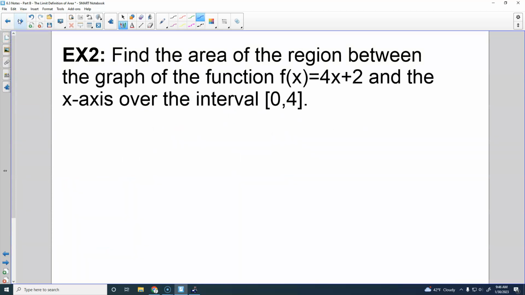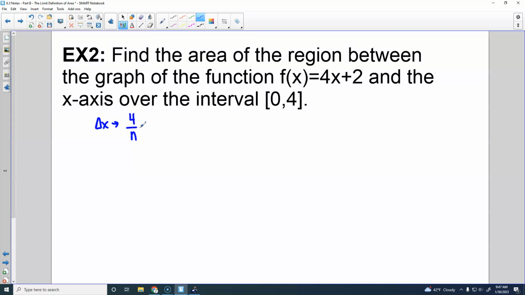Find the area of the region between the graph of the function 4x plus 2 and the x-axis over the interval from 0 to 4. I like to try to set up my summation first, and then you do that limit as n approaches infinity. So if we think about this, what is my delta x, or the width of my rectangles here? 4 over n.